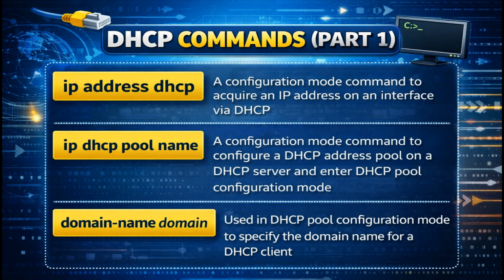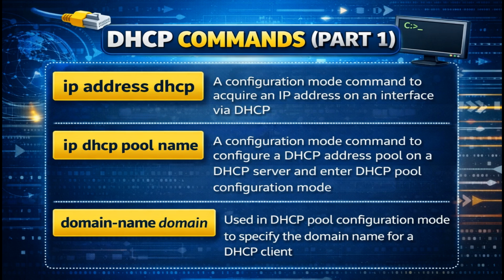Next, IP DHCP pool, followed by the pool name. This command is used to create a DHCP address pool on a Cisco device. When you enter this command, the router switches to DHCP pool configuration mode, where you can define network settings for clients. Next, domain name, followed by the domain name.